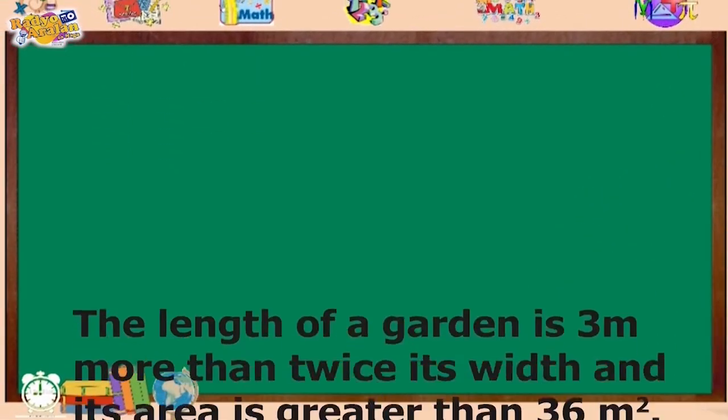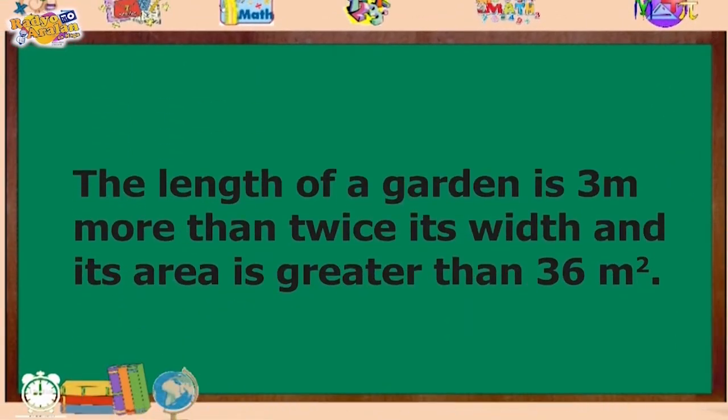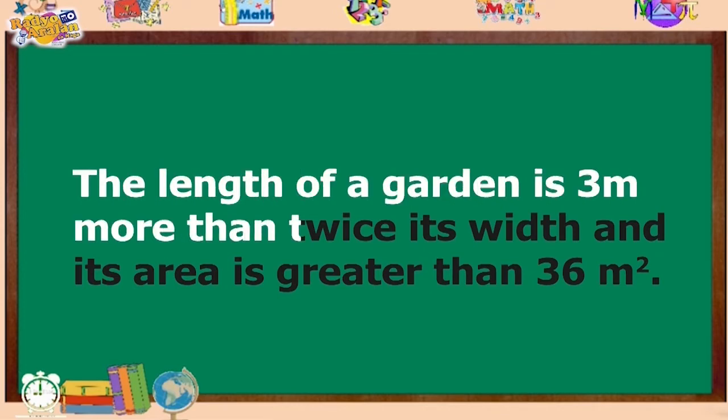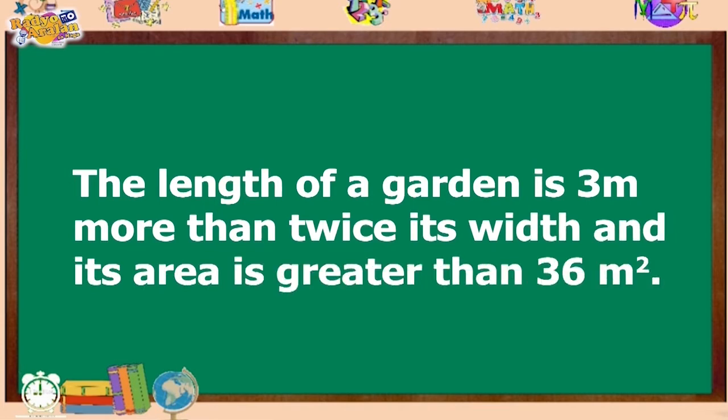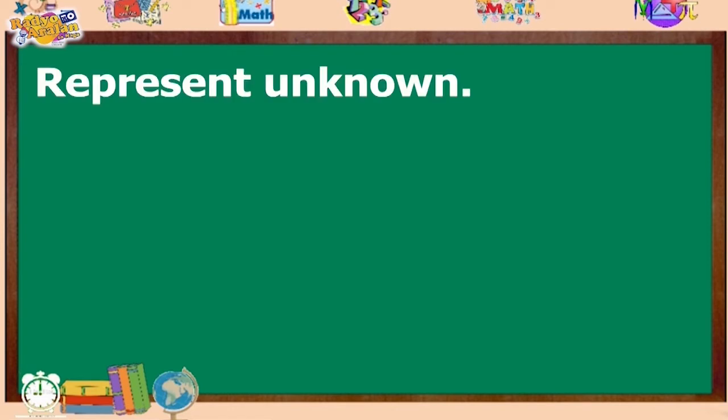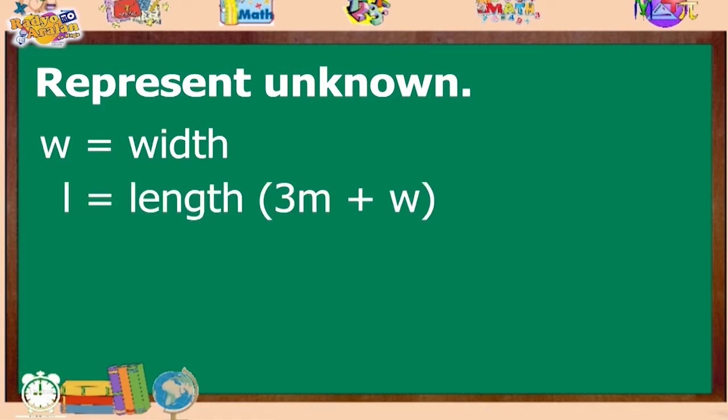Let's have a sample problem in quadratic inequality in one variable. The length of a garden is 3 meters more than twice its width and its area is greater than 36 square meters. To solve for this, we must represent the unknown by a variable. Let W be the width of the garden and the length is 3 meters more than its width, with the area of 36 square meters. The formula for the area equals LW.